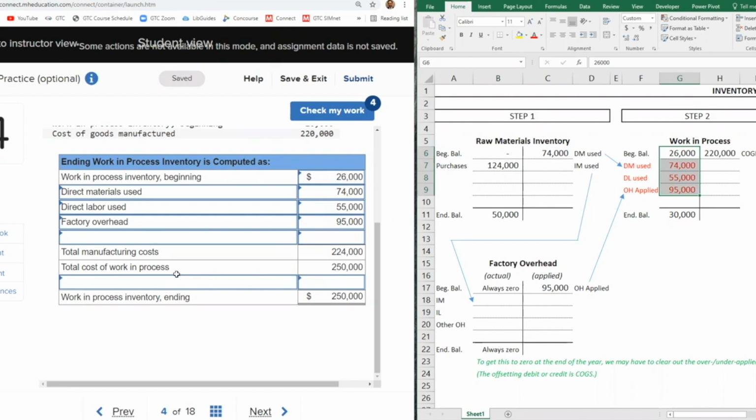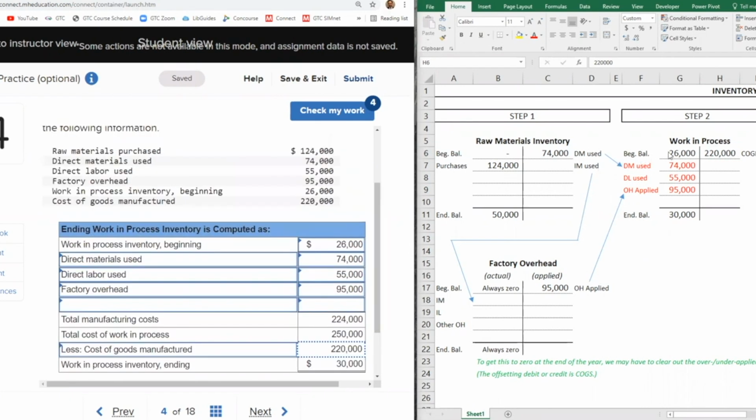And then the total cost of work in process is all of it. But then we're going to subtract out cost of goods manufactured, right? Which is 220. And that means our ending work in process is 30,000. So that's how you would do this problem. Do you see how important understanding the flow of these numbers is? All right, and how to understand how to read a T account. It's always these minus those equals that. So that's why we subtracted cost of goods manufactured.